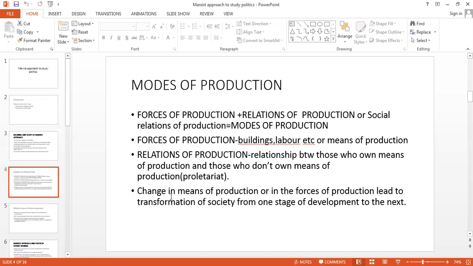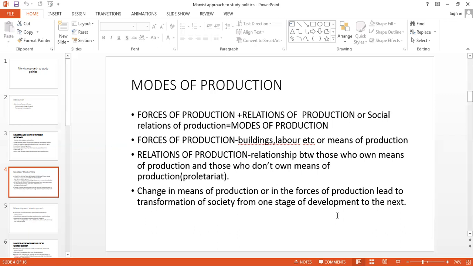Now, change in the means of production or forces of production leads to the transformation of society from one stage of development to the next. This is a very important point, so I will explain it with an example. In a feudal system, what was the main means of production? Land. The land was acquired by a landlord, and tenants worked under them and gave a major portion of the produce to these landlords.